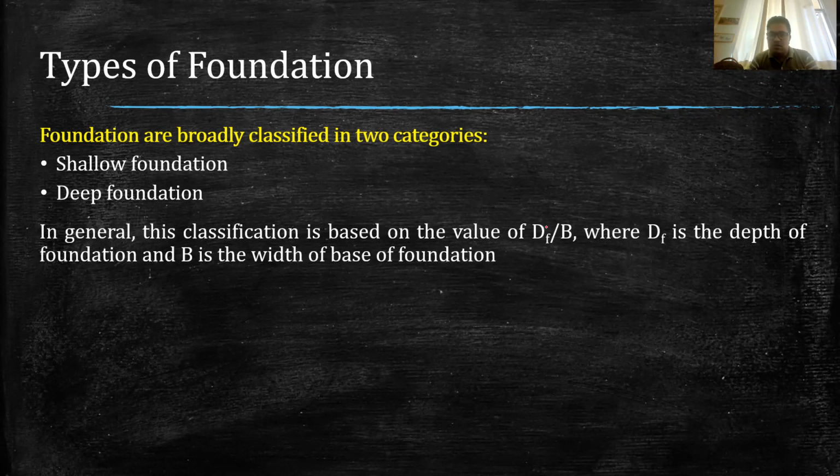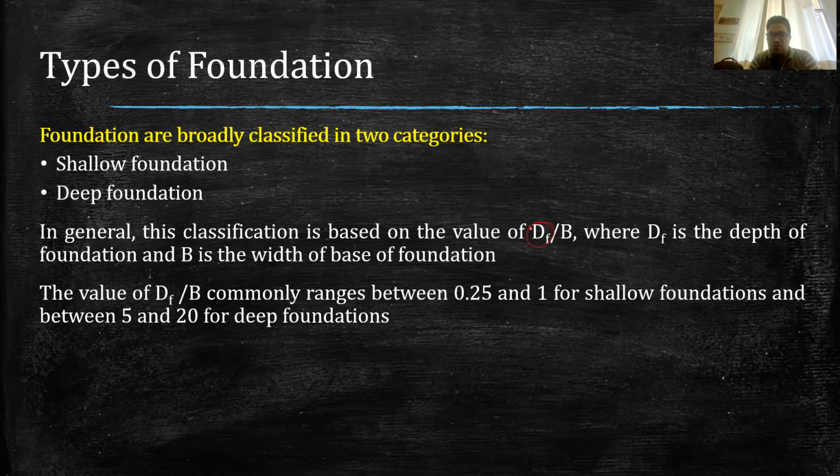Well, in this, Df is the depth of foundation, B is the width of foundation. So for example, if this is the column and this is the foundation and this is the ground level, so this will be known as the Df value, and this is the width of foundation which we represent as B. So the classification is based on this Df by B ratio.